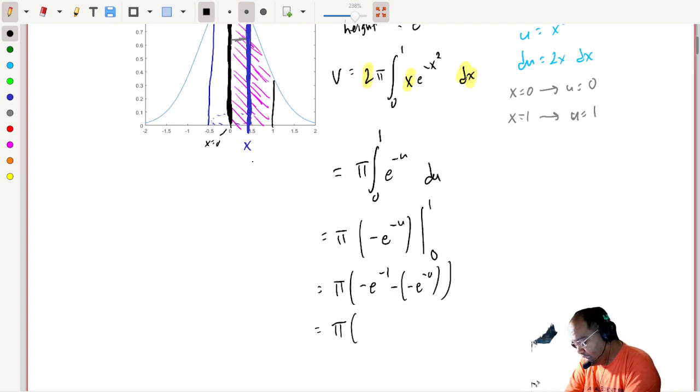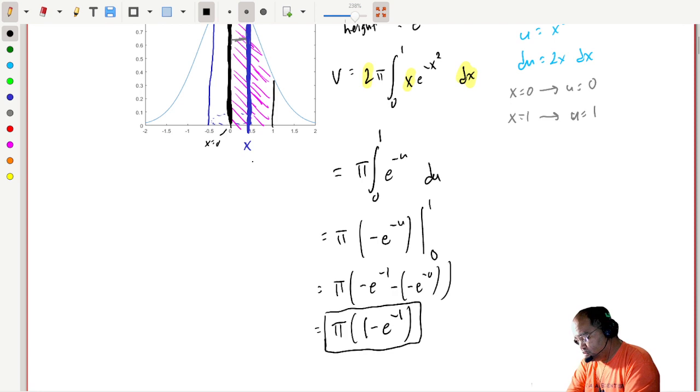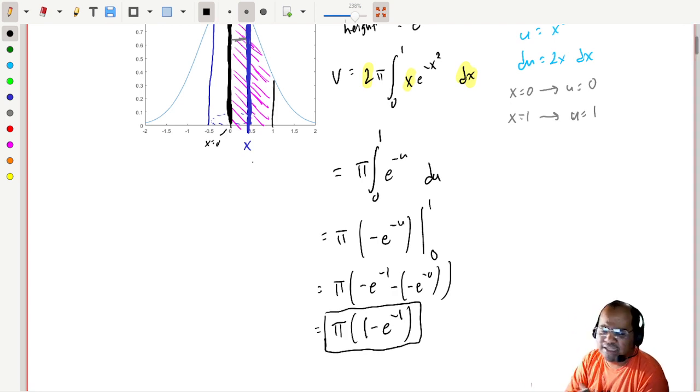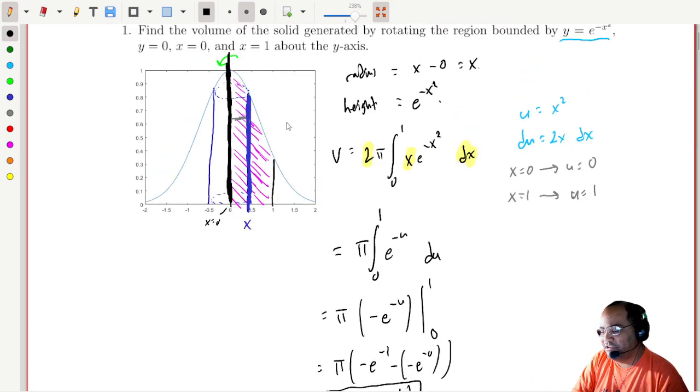So this will be pi times 1 minus e to the minus 1. You could also write that inside as 1 minus 1 over e, but I think this gets the job done. And that's our volume. Okay, that's our volume by shells. If you are so inclined, you can also figure out how to do this by disks. It's going to be a little harder there. But this is just a method of convenience here. Just another way to slice up our little area here, okay?